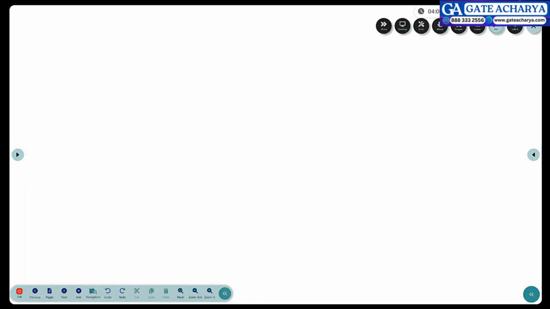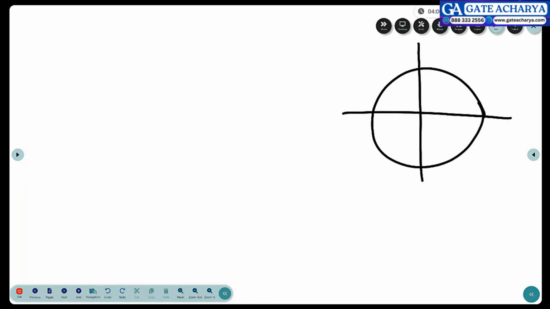So what was our equation? What was the curve? x square plus y square is equal to what? Less than or equal to 4, or it's almost 4. Here the strip is like this.